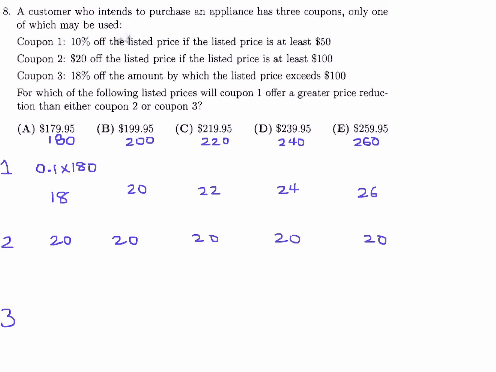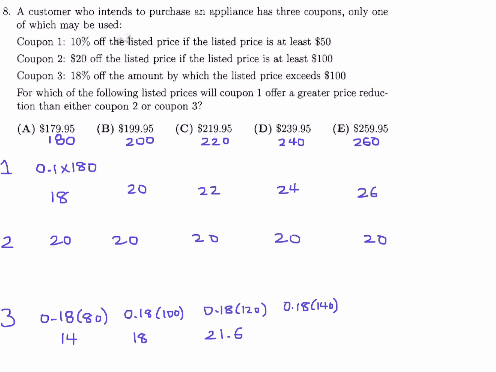Coupon 3 is 18% off the amount by which the price exceeds 100. So how much is that? It's $80 over 100, so we have to take 18% of 80. And when you do, you get 14.4. This one, it's 18% this time of 100, and that's, of course, 18. This is 18% of 120, and that is 21.6. This is 18% of 140, and that is 25.2. And this is 18% of 160, and that is 28.8.